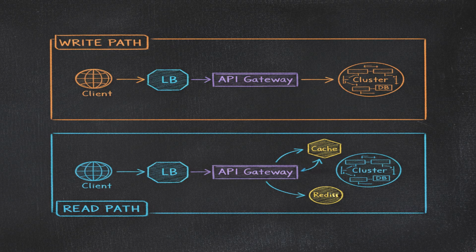Here's the high-level architecture. We have separate read and write paths. For writes, model uploads, clients upload models to blob storage via a pre-signed URL. For reads, inference requests, clients hit a load balancer, which routes requests to API gateways. The API gateway then forwards the request to the model serving cluster.